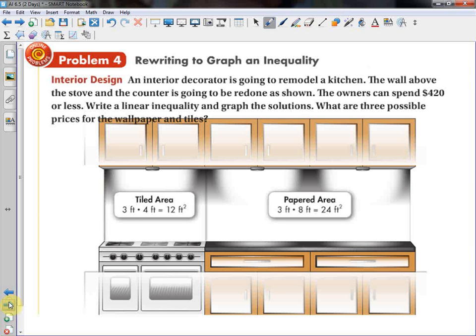All right, so here we have an interior design problem. We're going to remodel the kitchen. We have this wall above the countertop that is going to be redone as they show here. We can spend a total of $420 or less. We want to write a linear inequality and graph the solutions. All right. And then they want 3 possible prices for wallpaper and tiles.